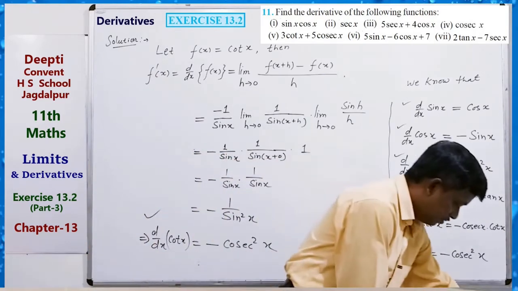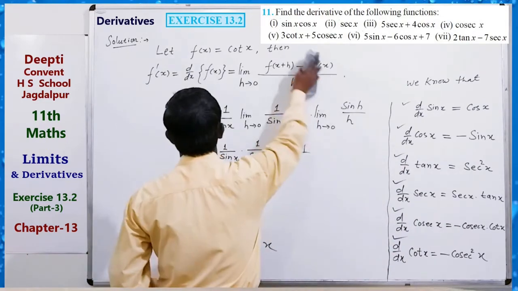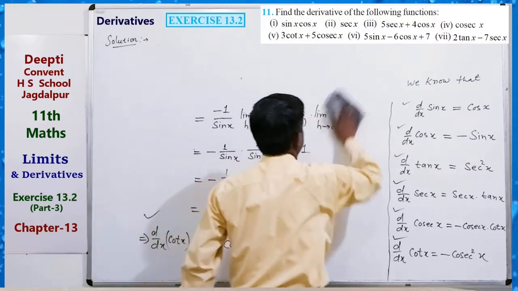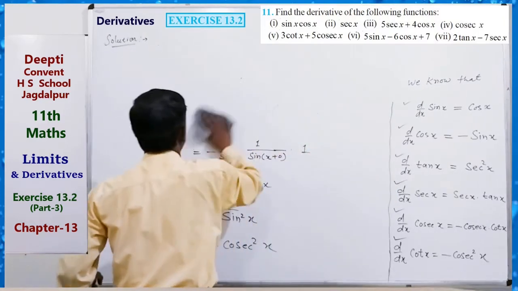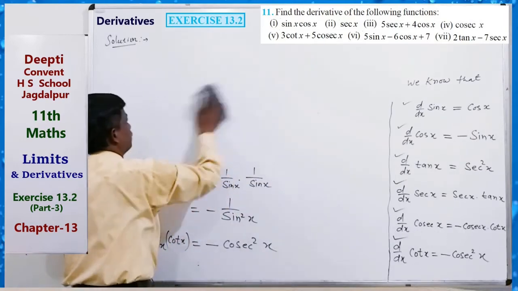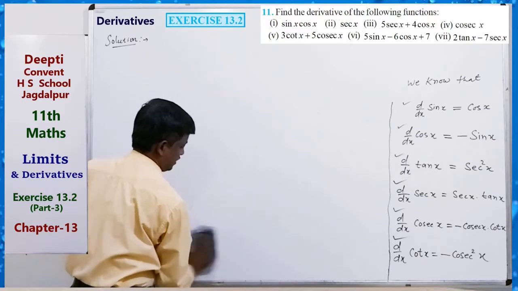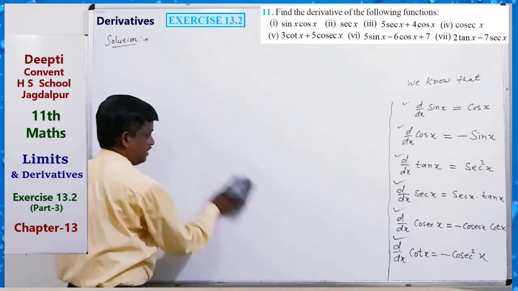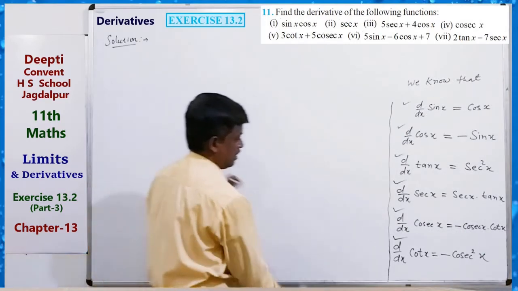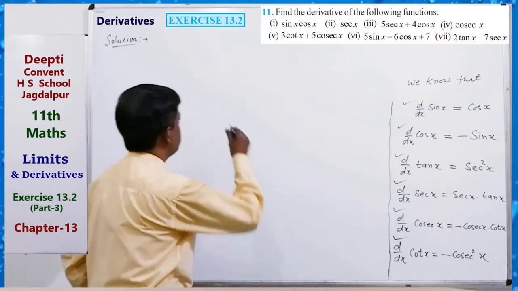Okay. Now, questions 5, 6, 7 of question 11, we can solve by using direct formula. This is question 5 of 11.